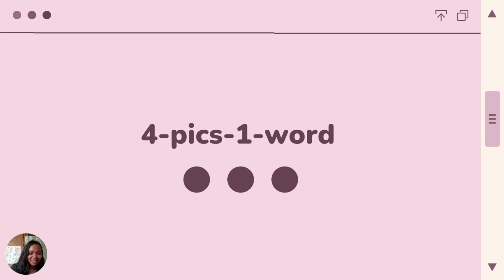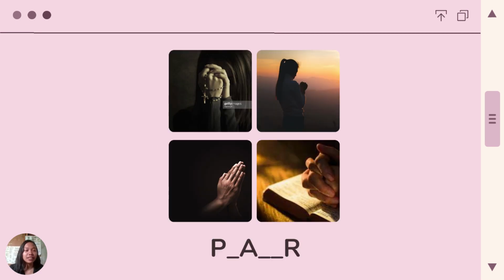Are you ready? Okay. So this is the first one. There are 4 pictures. In the first picture, there is a girl. There's a rosary in her hand. And the second one, there is a girl alone. She is under the sunset. And then the third, there's a praying hand. And then the fourth, it's also like praying. So what is the word? There are 3 letters given. And there are 3 more. So what are the missing letters?